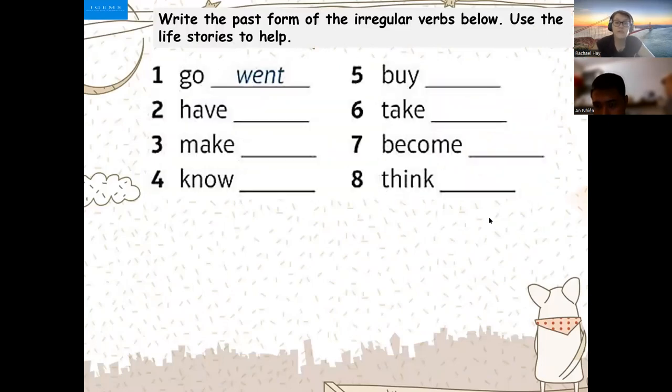Write the past form of the irregular verbs below. Use the last stories to help. So go changes to went. What does have change to in the past tense? Had. Make. Okay, no. This is irregular verbs, so the word will change altogether. With an irregular verb, we don't add an ed. The word will change. Make. Yeah, it's made.